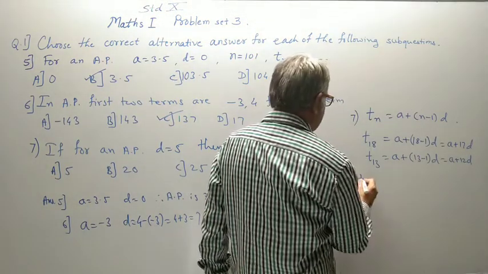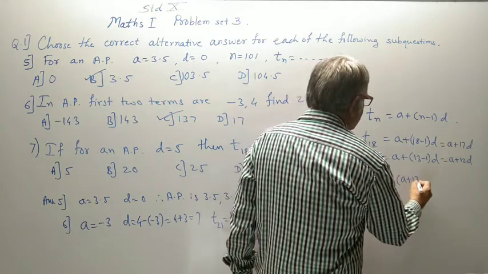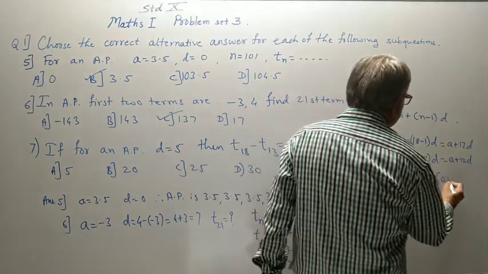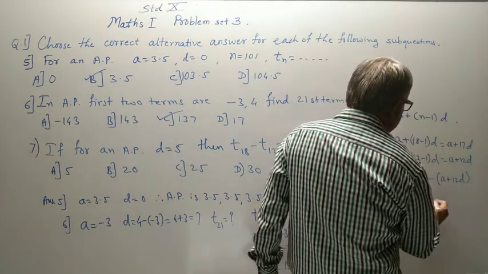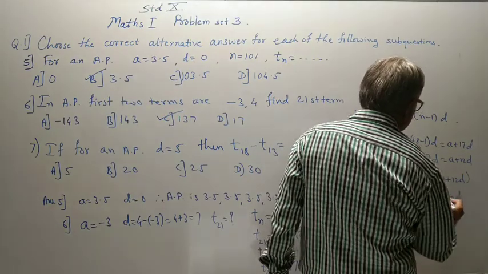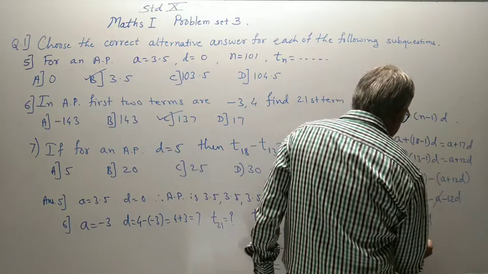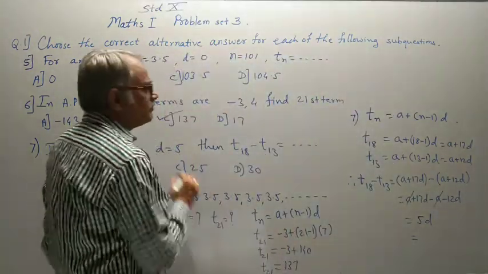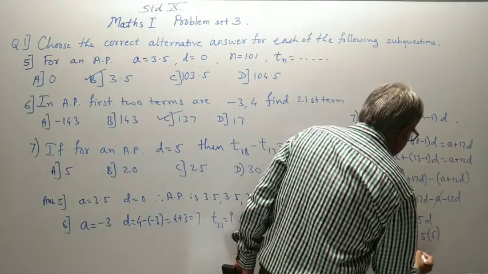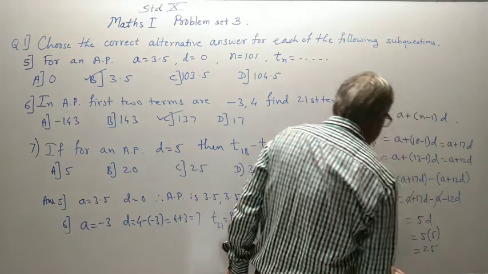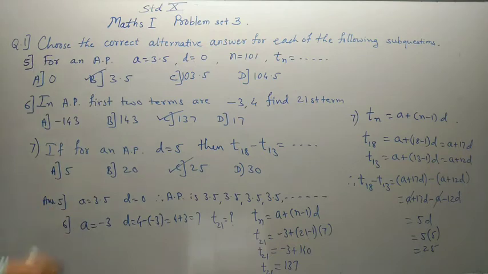Therefore, T18 minus T13 is A plus 17D minus bracket A plus 12D, A plus 17D minus A minus 12D. A minus A cancel, 17D minus 12D is 5D. And D value is given over here. D is 5. So when D is 5, it is 5 into 5, 25. T18 minus T13 is 25.